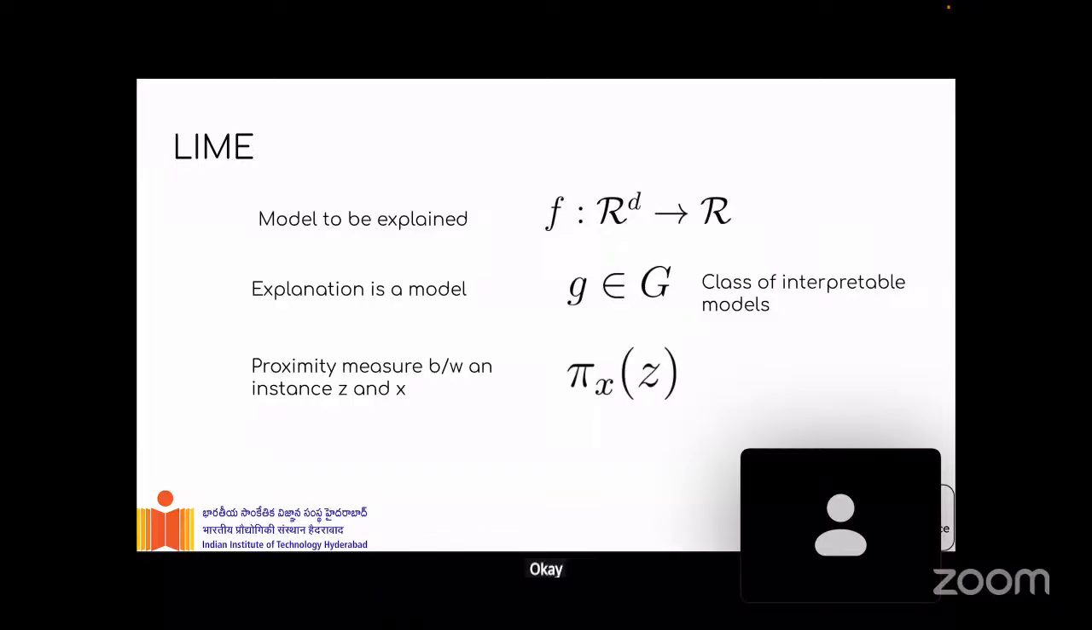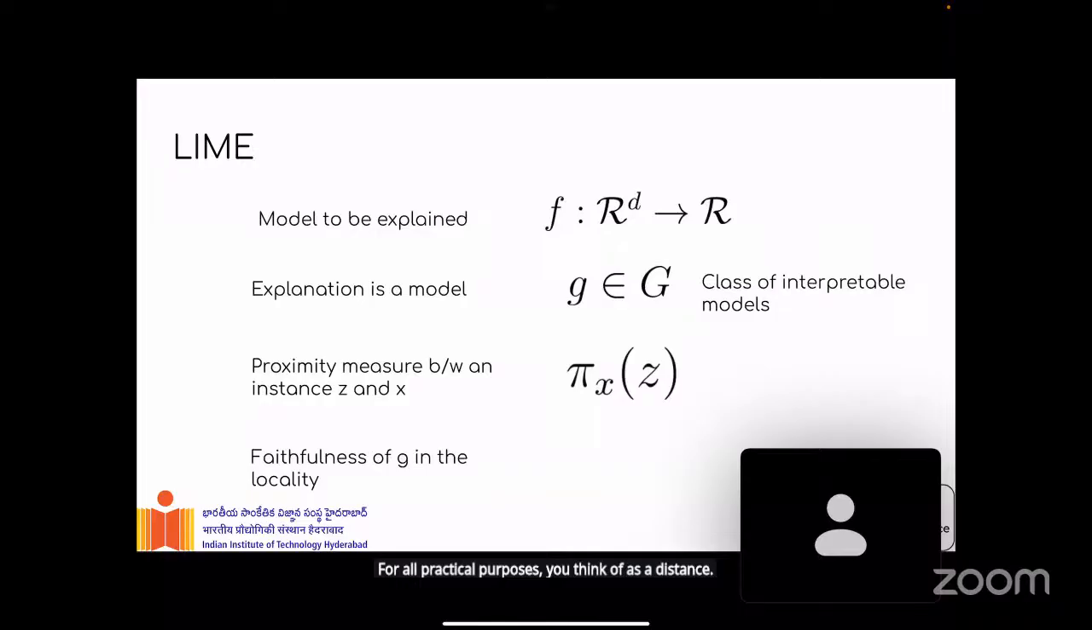I have X. I am looking for samples that are close by to X. If Z is close by, it will have a smaller distance. The measure phi_X(Z) will be smaller. If the sample is far off, the measure phi_X(Z) will be larger. For all practical purposes, you think of it as a distance, the distance between Z and X.